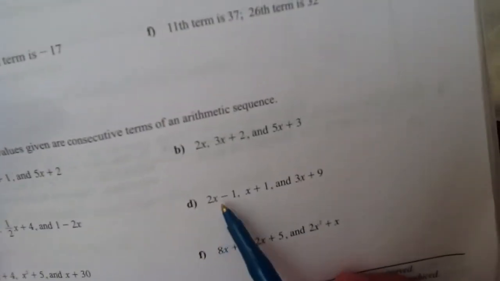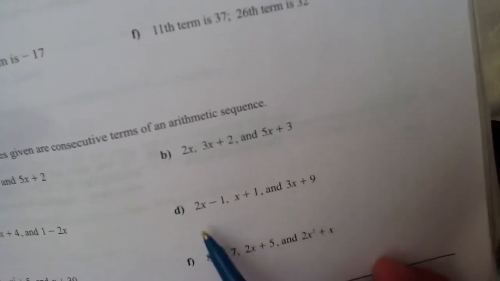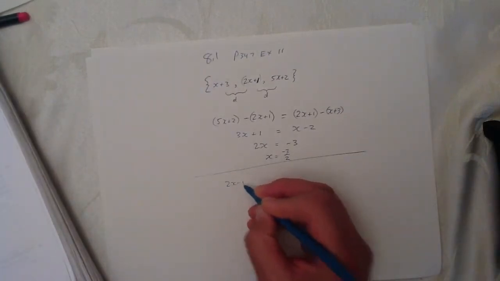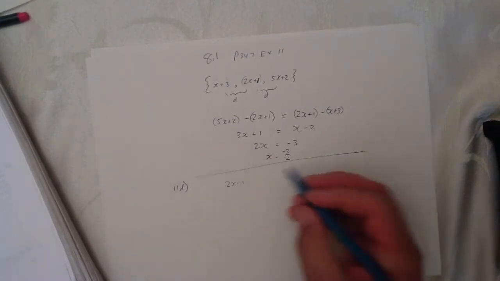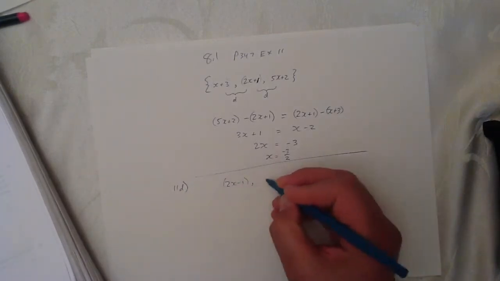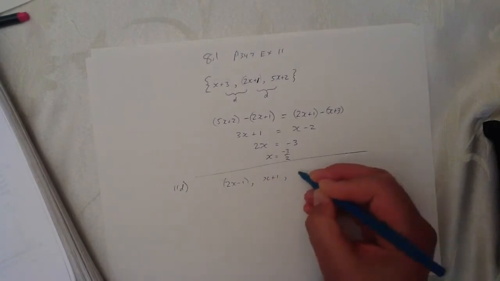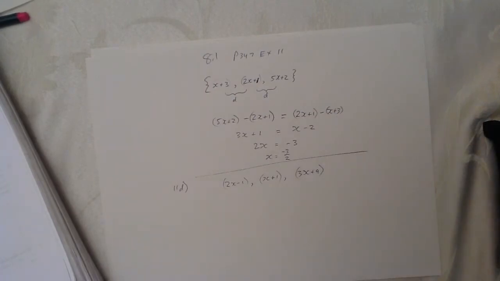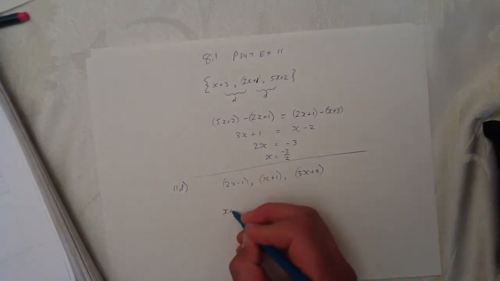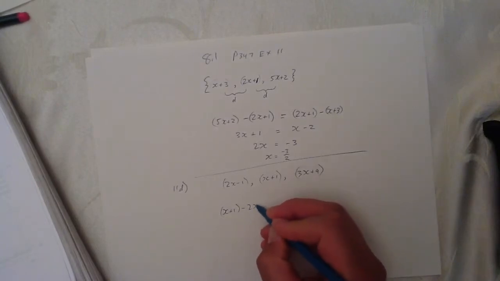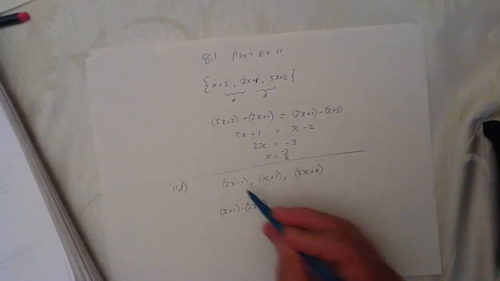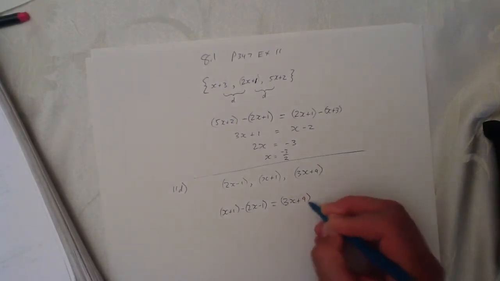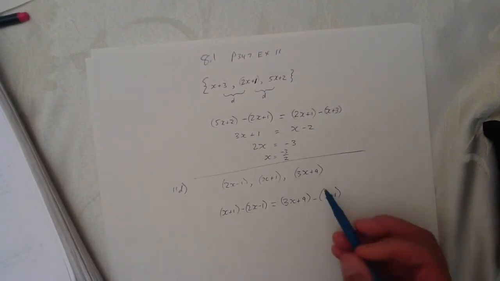Let's try that again. Let's try that here with d. So once again, the same kind of stuff, but if they're going to be in a sequence, then 2x minus 1, x plus 1, and 3x plus 9 are supposed to be sequential values in an arithmetic sequence. And that means that x plus 1 minus (2x minus 1), that's this one minus this one, should equal d. And 3x plus 9 minus (x plus 1) should also equal d.